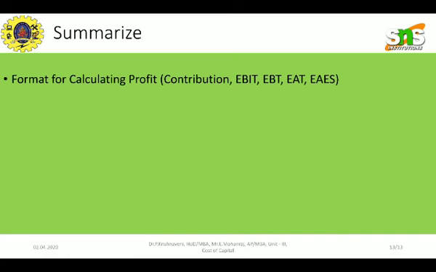Okay, then today our topic is over. Let's summarize the class. What is the format for calculating the profit? Sales minus variable cost, we get the contribution. Contribution minus fixed cost, we get the earning before interest and tax. If we deduct interest, we get the earning before tax. If we deduct tax, we get earning after tax. Then if we deduct preference dividend, we get the earning for equity shareholders.